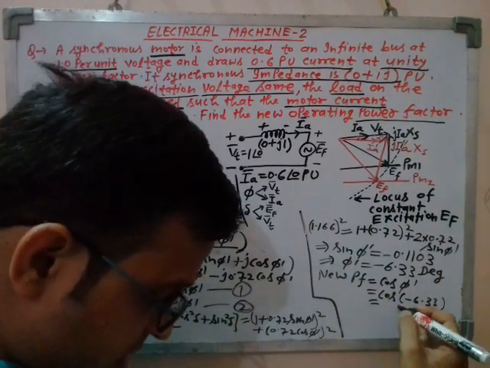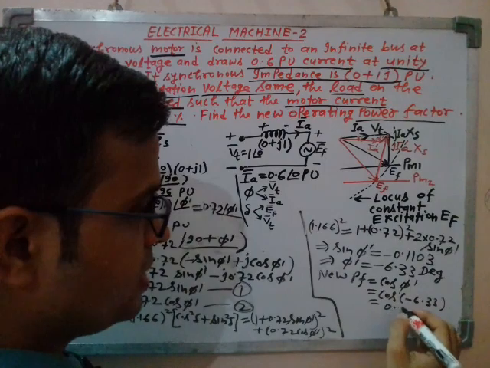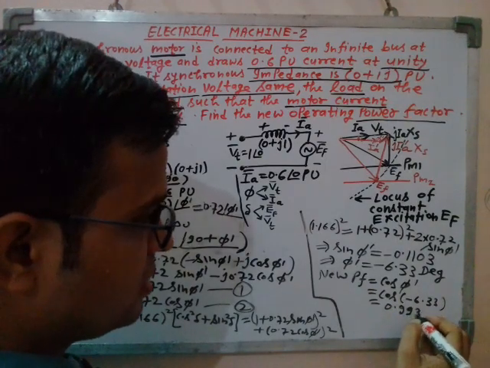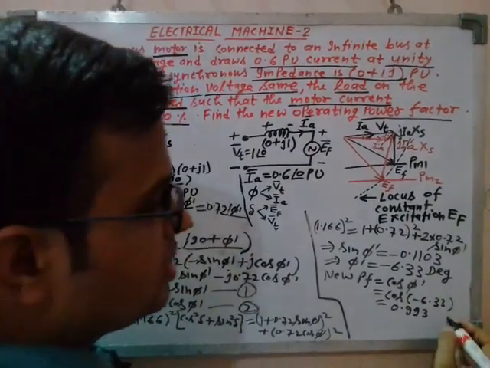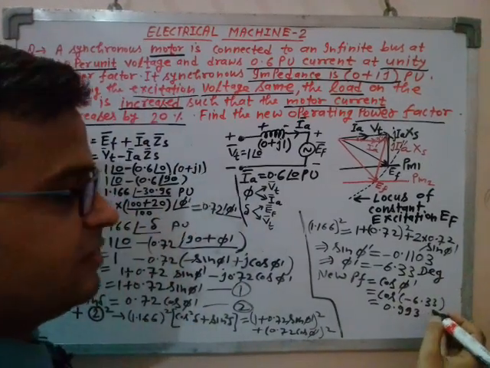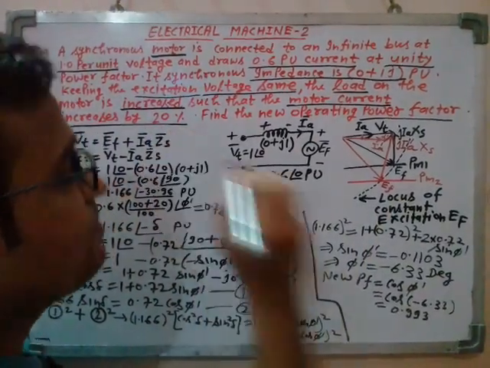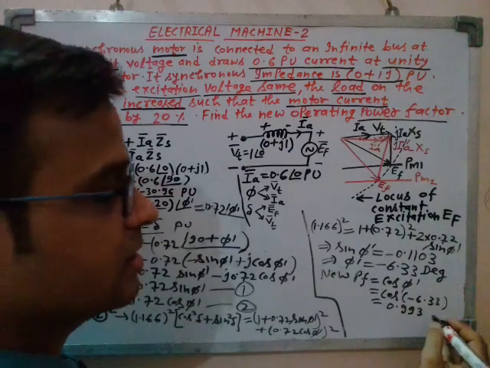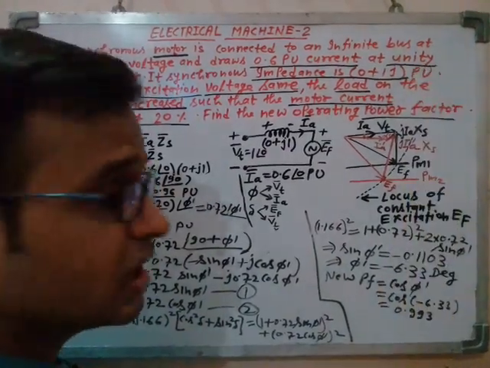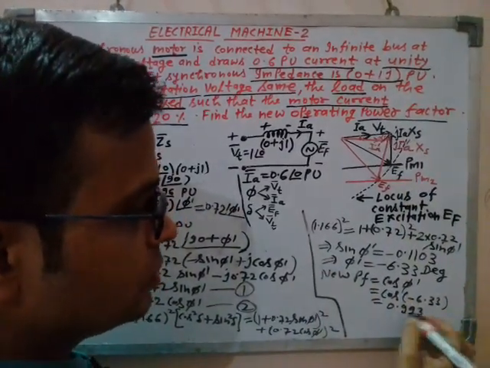that means 0.993. This is the new operating power factor corresponding to 20% increment in the armature current for the increased mechanical load on the motor. So this is the answer.